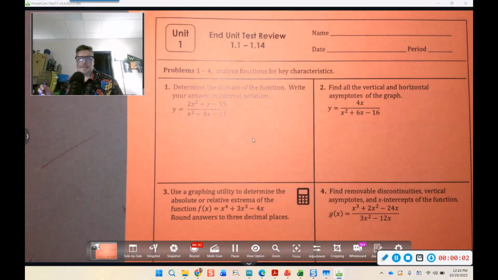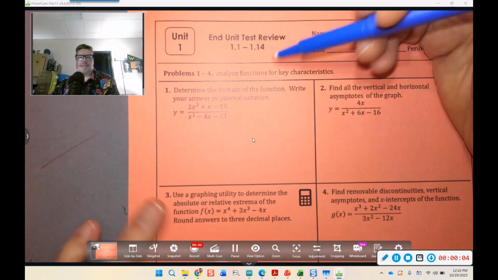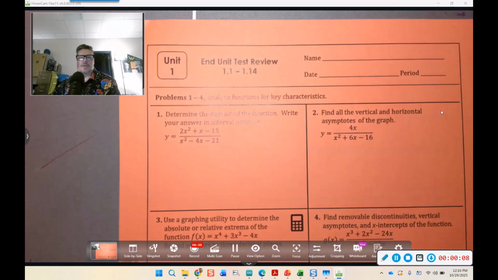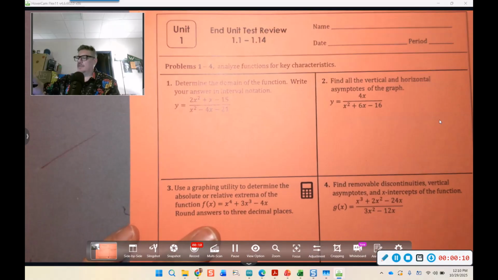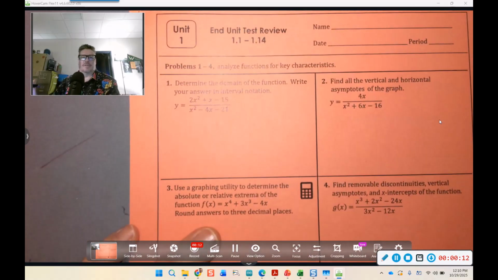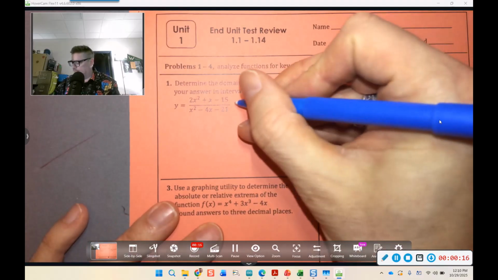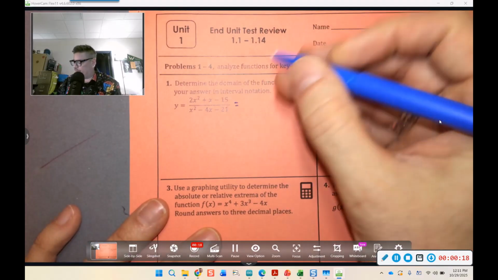All right, getting started here. We're going to determine the domain of the function, and we're going to write your answers in interval notation. So what we've got to do here, well, we got a little glare there. Hope that's okay. What we're going to do is always factor it, right? Whenever you see a rational function, make sure you factor it.